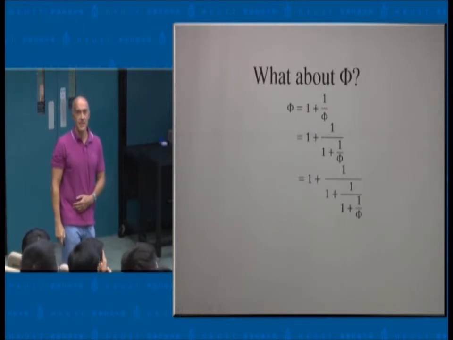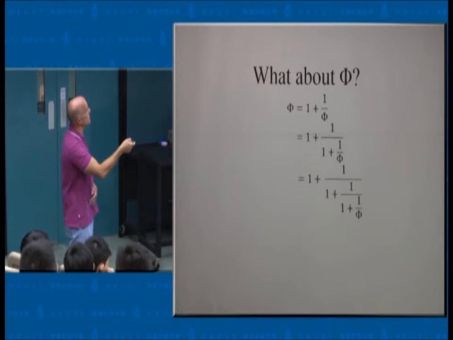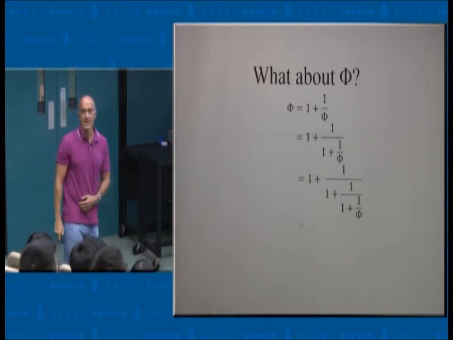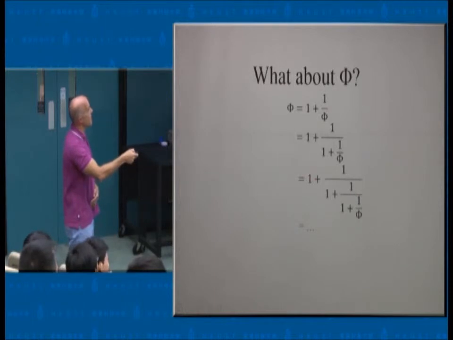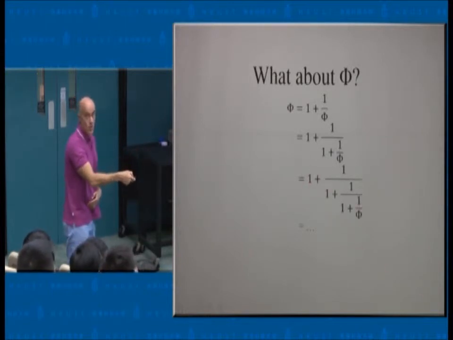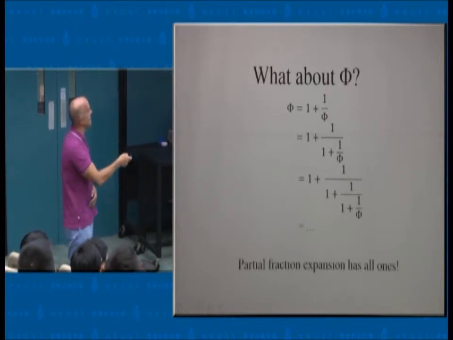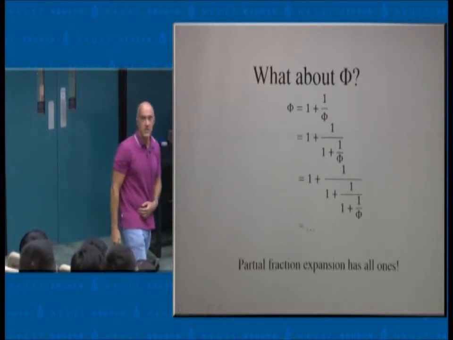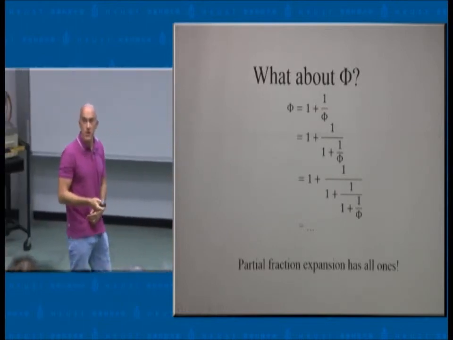Then you take this phi here, and you put in 1 plus 1 over phi. Okay? This is a continued fraction expansion. And you keep doing that forever, right? So it never ends. 1, 1, 1, 1, 1, 1, 1, 1, right? It's all ones all the way down. The partial fraction expansion has all ones. Very special number, right?